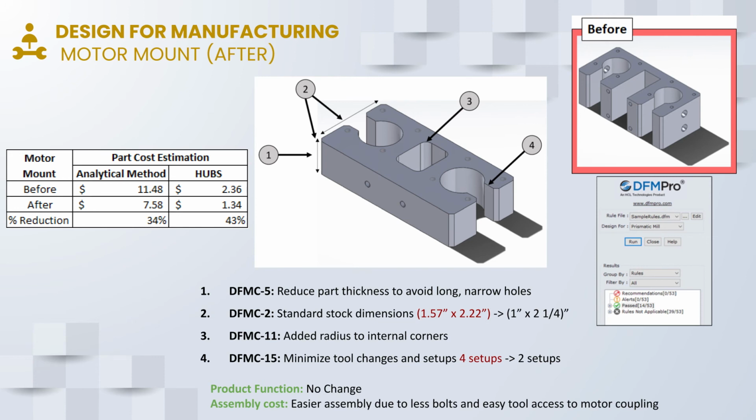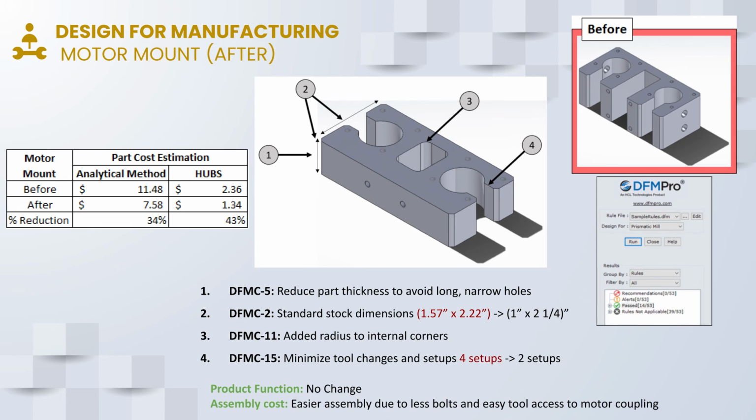With the help of the changes suggested to us by DfM Pro, we reduced the part thickness to avoid long narrow holes, and stuck to standard stock dimensions. We added radiuses to internal corners and minimized tool changes and setups from 4 setups to just 2 setups. Through this, we were able to reduce the cost to $7.58, a 34% reduction based on our analytical method, and to $1.34 suggested by Hubs, a 43% reduction based on their calculations, assuming a 20% profit margin.